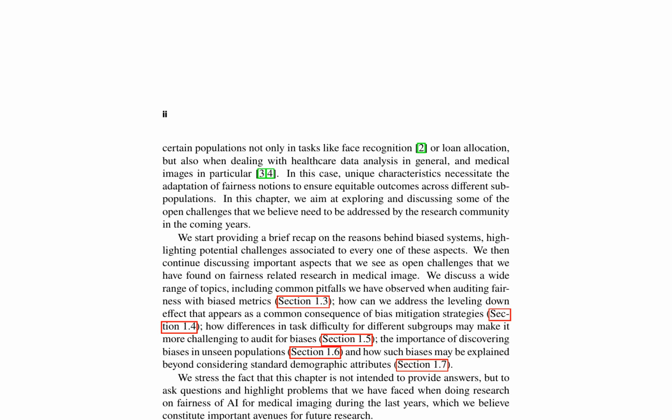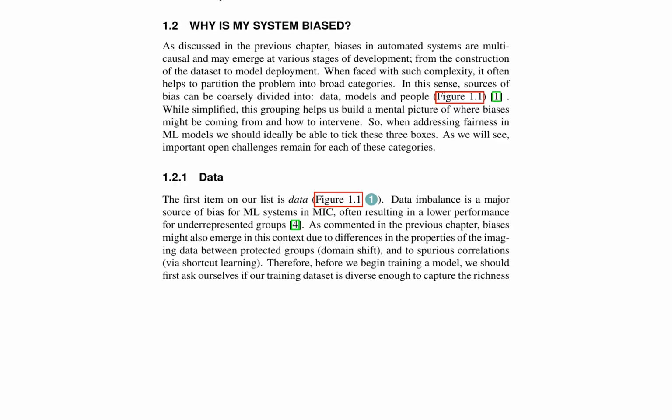Fairness in machine learning models is crucial, particularly in medical image analysis, where biased systems can lead to inequitable outcomes across different subpopulations. Biased systems can be attributed to various factors, including data, models, and people. Data bias, in particular, is a significant source of bias in medical image classification, often resulting in lower performance for underrepresented groups. Data imbalance, domain shift, and spurious correlations via shortcut learning are all potential causes of bias.